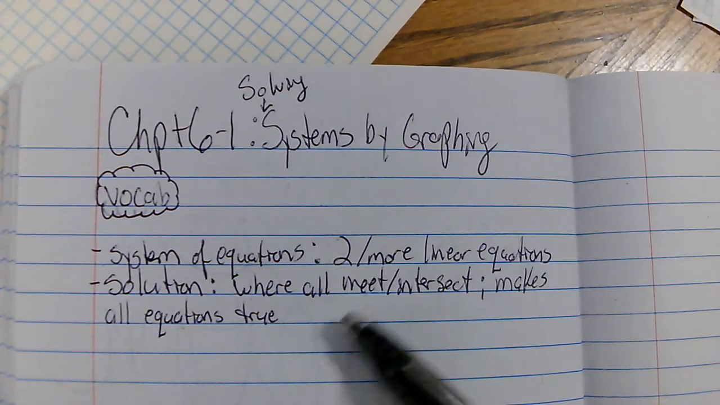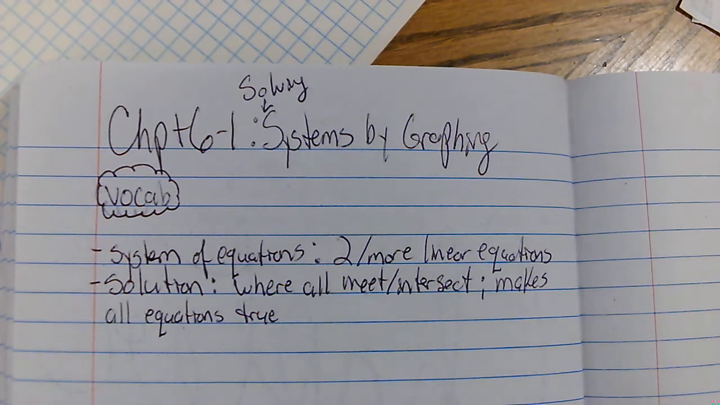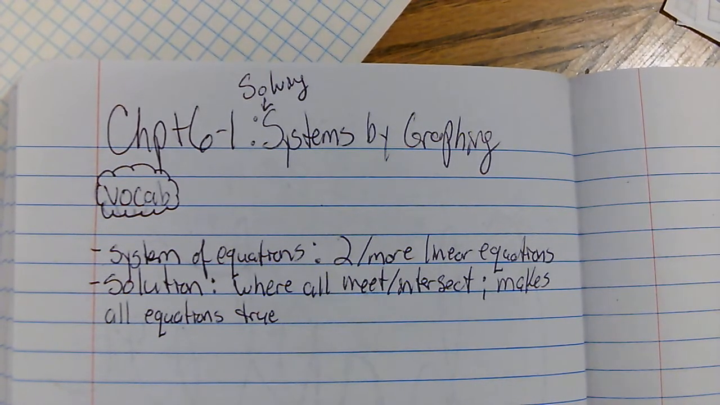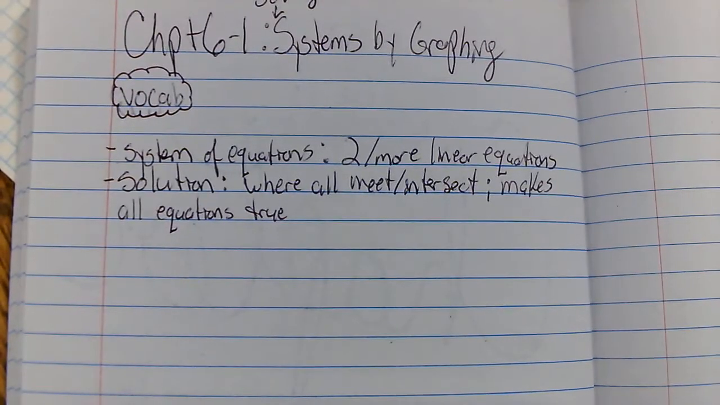Meaning, if my solution works for one of them and it works for the other, that is the solution for both of them. Both equations will have multiple solutions, but there might only be one that works for both. Alright, so we are going to go ahead and get started on this.